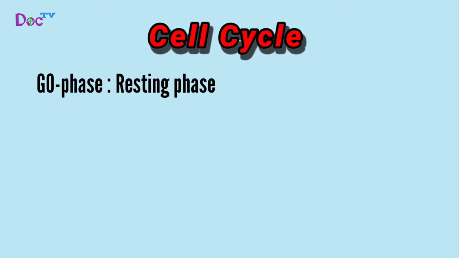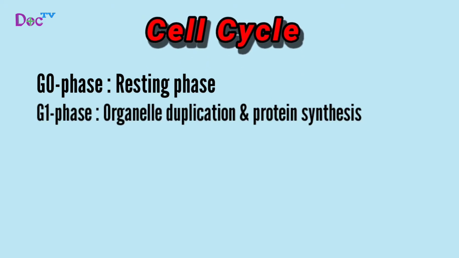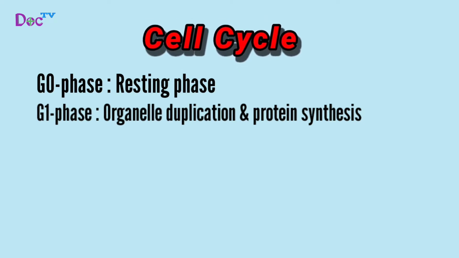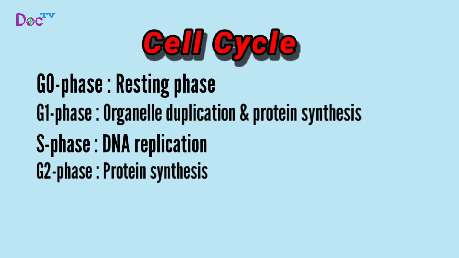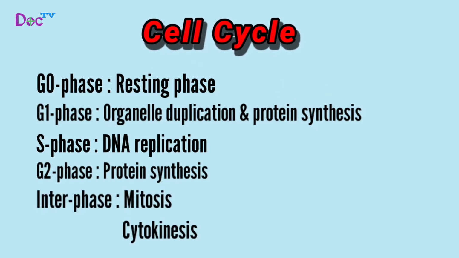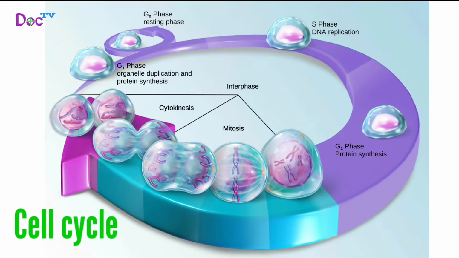Cell cycle. A cell's life consists of a series of phases called the cell cycle. G0 phase, resting phase. G1 phase, organelle duplication and protein synthesis. S phase, DNA replication. G2 phase, protein synthesis. Interphase, then we have mitosis and cytokinesis.